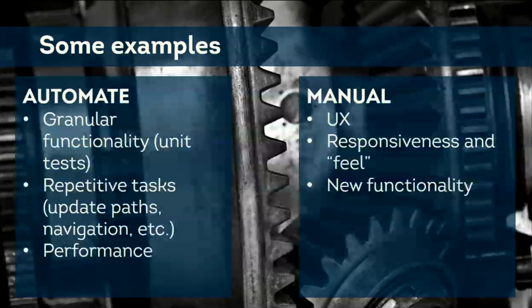Things that humans are good at, so manual tests. So these are things like user experience. And this is something a machine is simply not very good at, right? A machine is not going to tell you that it looks or feels right. A person will tell you that.